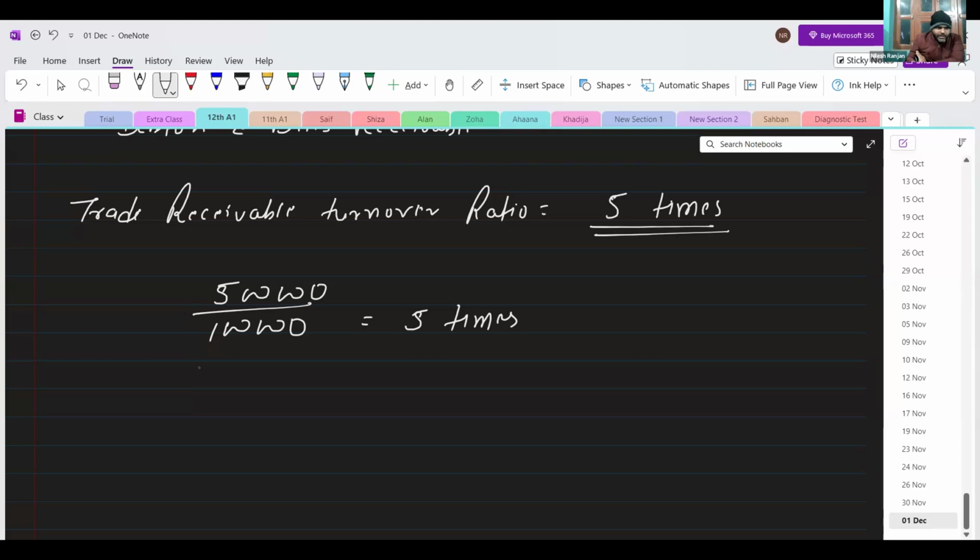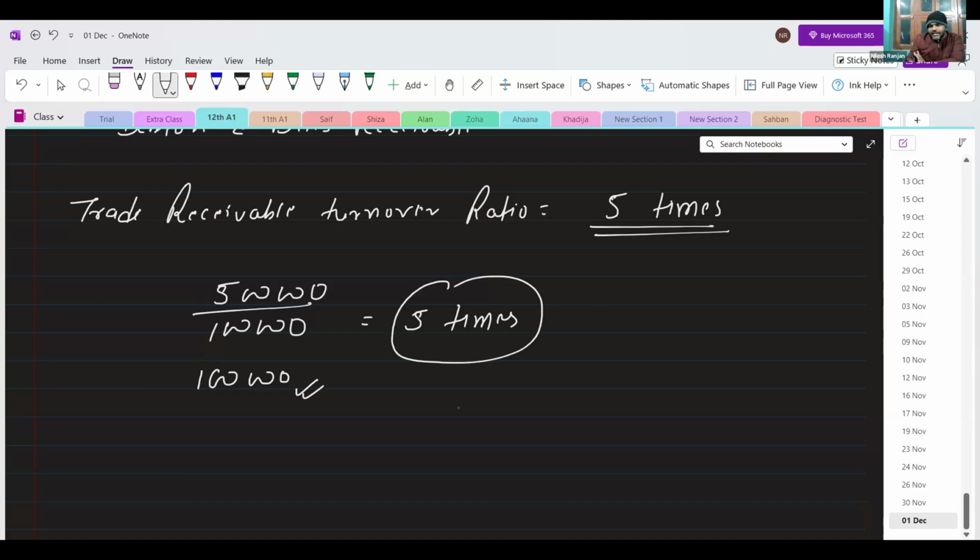So let's assume that we have sold 1 lakh on credit, we have collected it, then again we have sold 1 lakh on credit, and we have collected that also. So a total of 5 times we have sold our goods on credit basis, 1 lakh per time, and in that only one time is not collected, meaning the remaining 4 times we have already collected. So it means total 5 times.